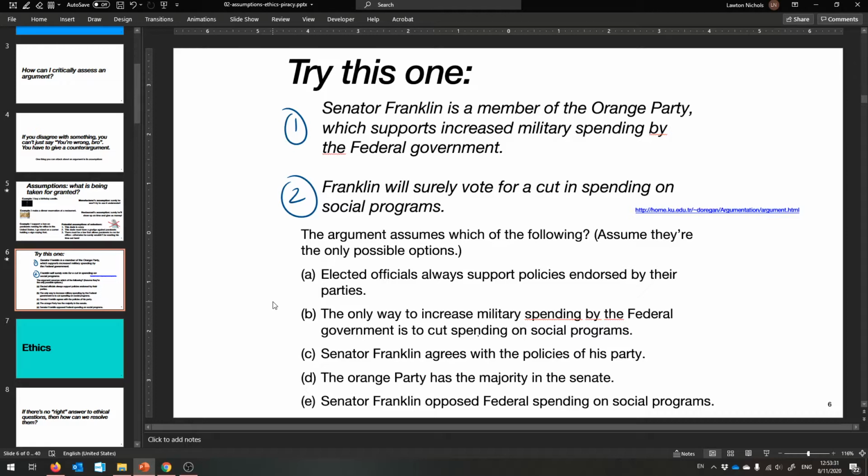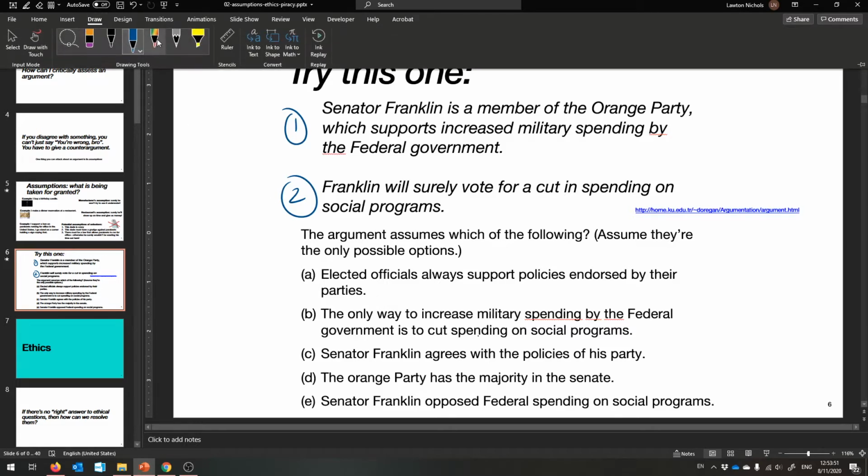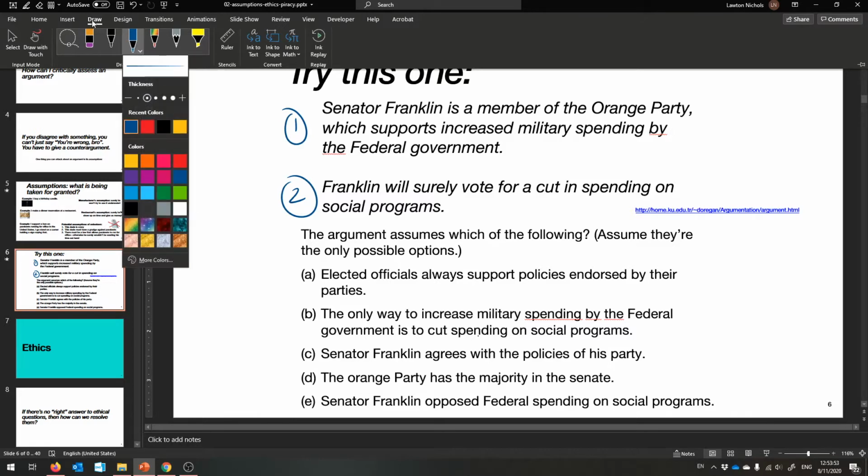Okay, so with that in mind, go ahead and pause the video maybe, and see if you can figure out which assumption this argument is using. Alright, assuming you're back now, and you thought hard about it, let's talk about the first option, option A. So elected officials always support policies endorsed by their parties. Okay, where does that get us, if we assume that?